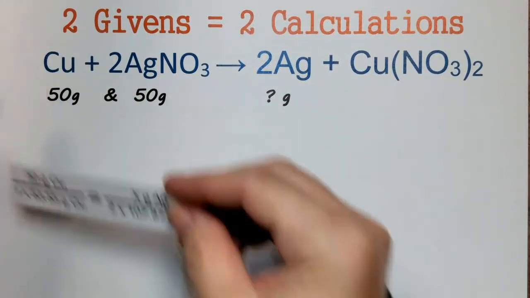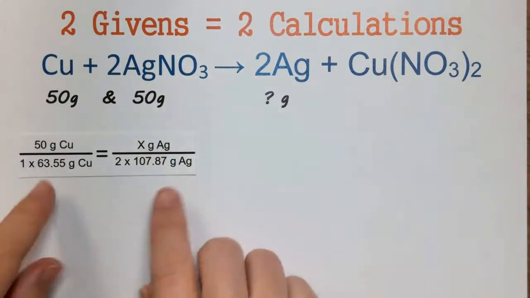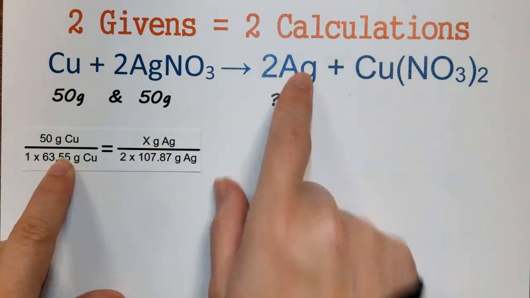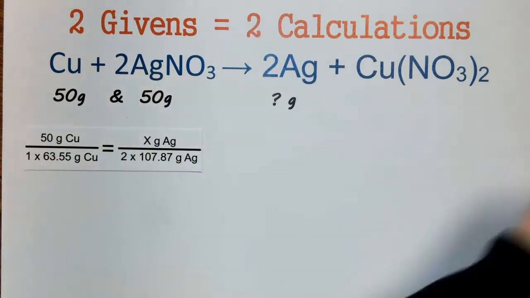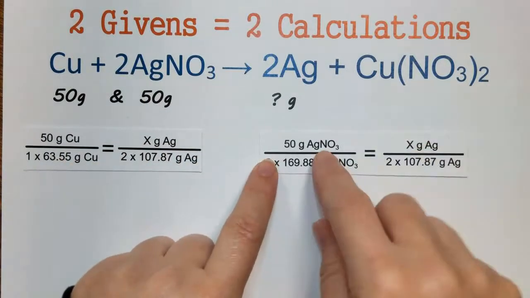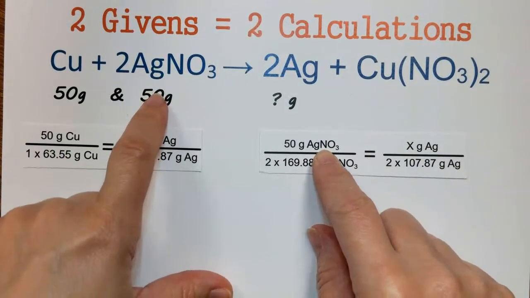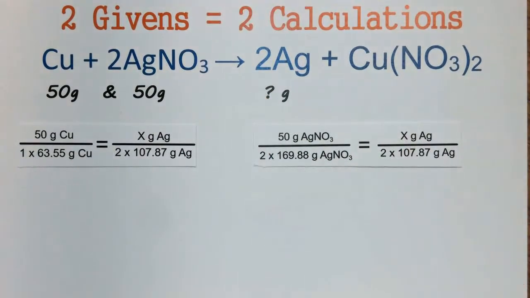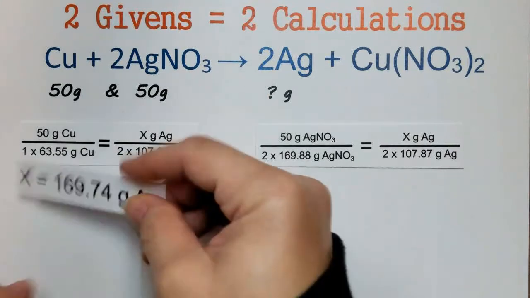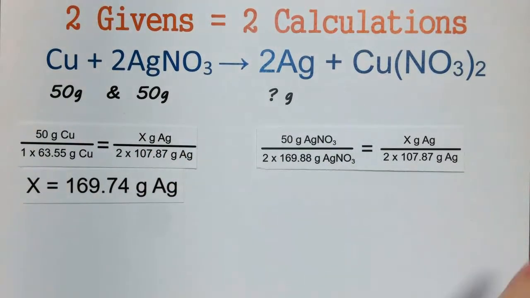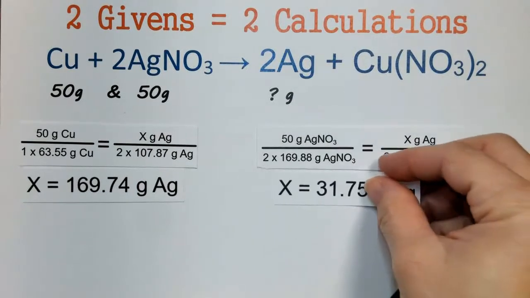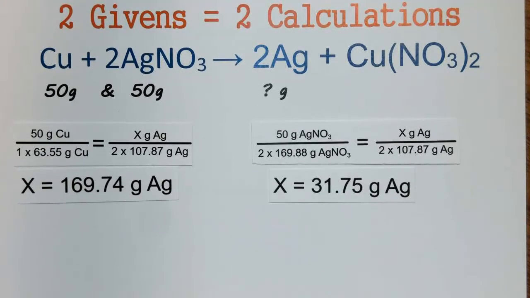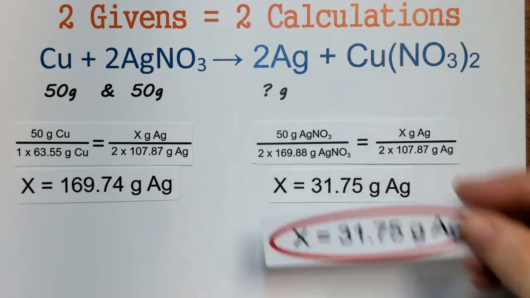So first, the copper. Here's the calculation where we have 50 grams of copper, and then we're trying to find X grams of the silver. And then here's the second calculation where we have 50 grams of the silver nitrate, and again we're trying to find X grams of the silver. See, they both have to solve for the same thing. When we get the answers, this answer gets us 169.74 and this answer gets us 31.75. And so now, because we have two answers, only one of them can be the correct answer, and it's going to be this one.